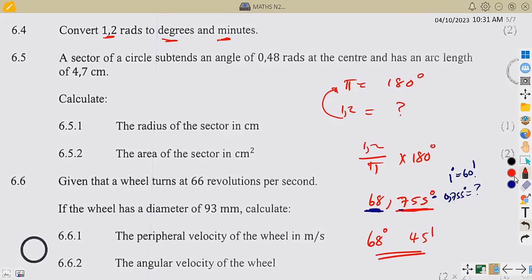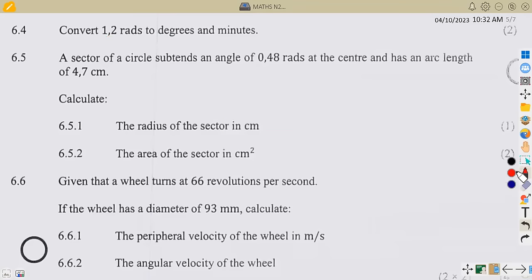All right, on 6.5, we are now given that there is a sector of a circle of angle 0.48 radians at the center and an arc length of 4.7 centimeters. So this is the arc length that you are given in this case, which is S, 4.7 centimeters, and the angle is 0.48 in radians. The question on 6.51 is to calculate the radius of the sector in centimeters.